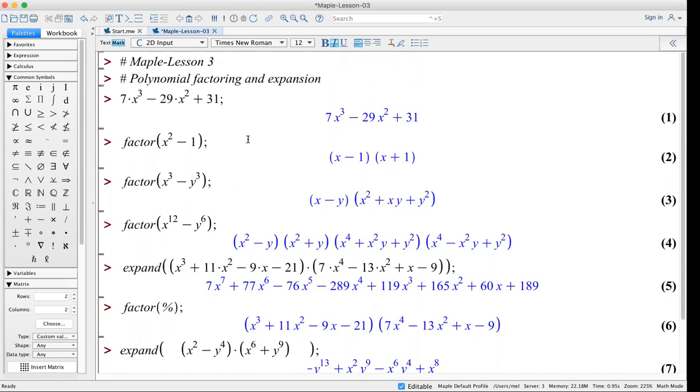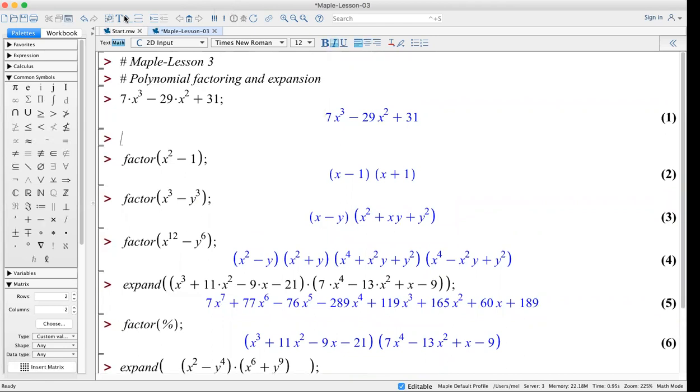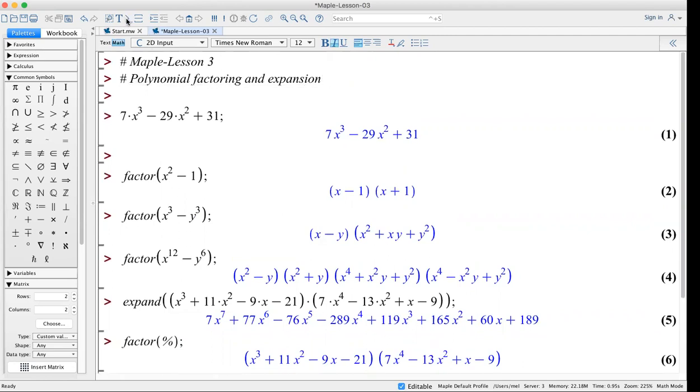So here, the takeaway from all this is these two basic commands. So I'm introducing the following two new Maple commands: factor and expand.